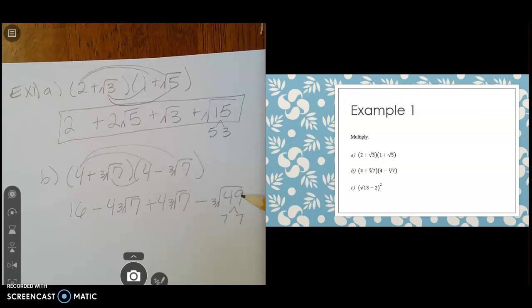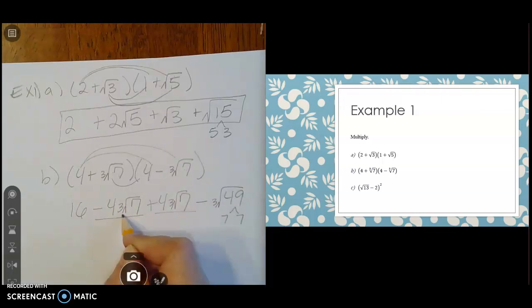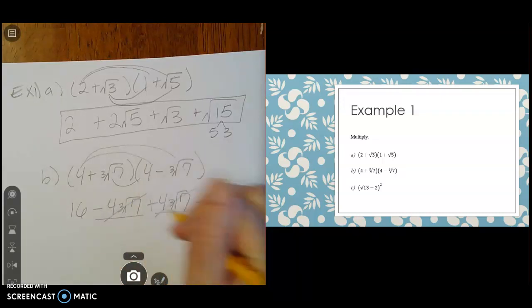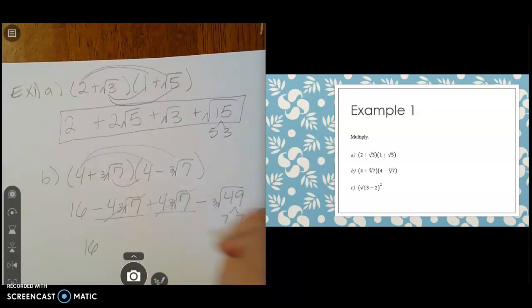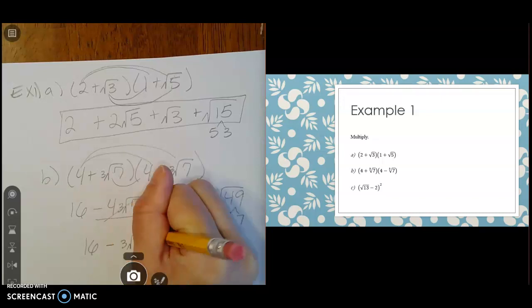Let's see, do we have any like terms? We do right here in the middle. We have a positive 4 cube root of 7 and a negative 4 cube root of 7. So that negative 4 plus the positive 4 will give us 0 cube root of 7, so that'll just be 0. Those will cancel out pretty nicely. And what we'll have then is 16 minus the cube root of 49.